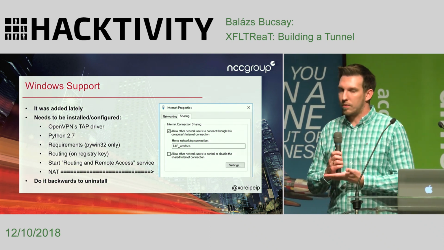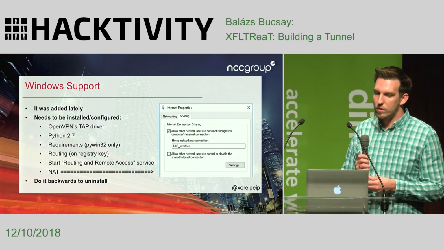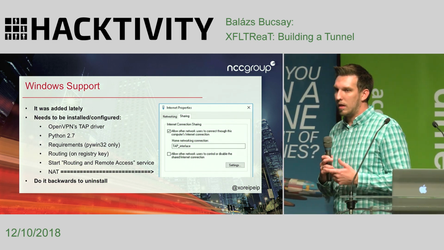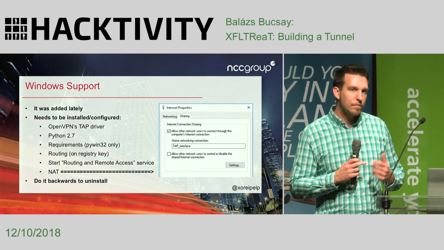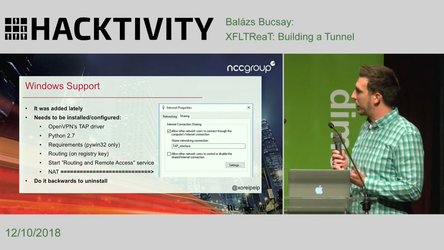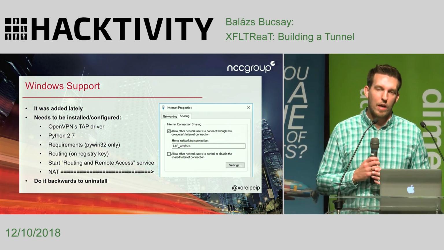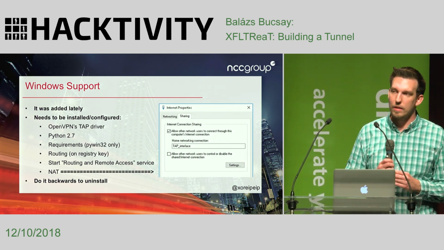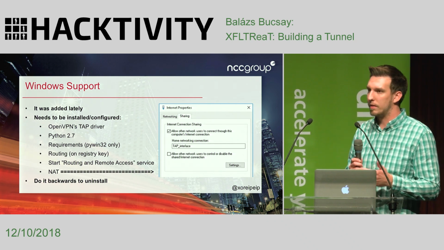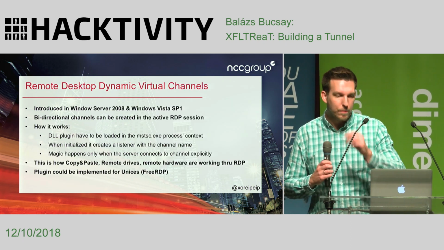So the Windows support in XFLTReaT was introduced like half a year ago. If you want to use it on Windows, you need to install the OpenVPN tap driver, because there is no tap driver at all in Windows by default. Obviously, you need to install Python 2.7, the requirements like pywin32, which is needed to access the APIs of the Windows subsystem. And if you want to do a Windows server from XFLTReaT, you need to set up the routing, and you need to start that service. If you want to uninstall it, you just do it backwards, so it's really easy.